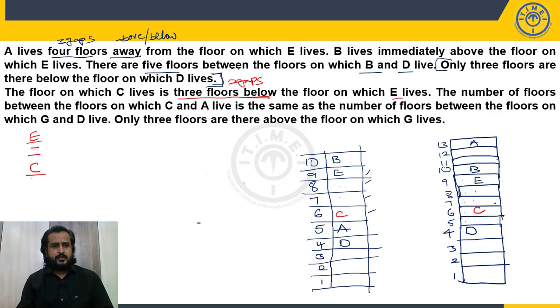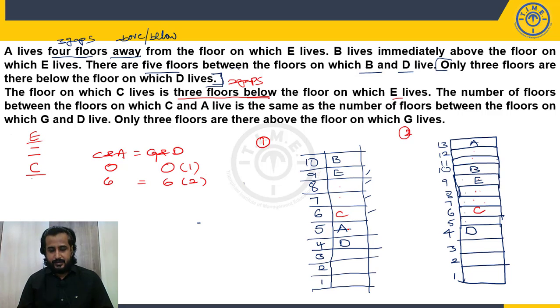So no issue. The number of floors between the floors on which C and A is same as the number of floors between the floors on which G and D. C and A is equal to G and D. In this case, between C and A, 0. Right. So G and D has to be 0 in case 1. Now what about case 2? Between C and A, 1, 2, 3, 4, 5, 6. Okay. So G and D has to be 6 in case 2. Let's see which is correct.